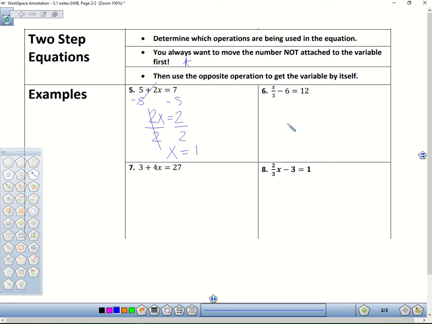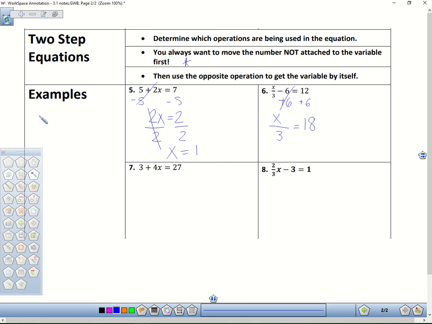How do I reverse a negative 6? What operation reverses negative 6? Addition. So I add 6 to both sides. That gives me x over 3 is equal to 18.